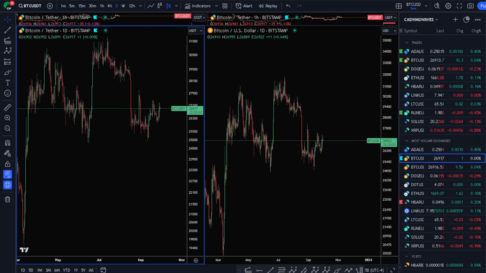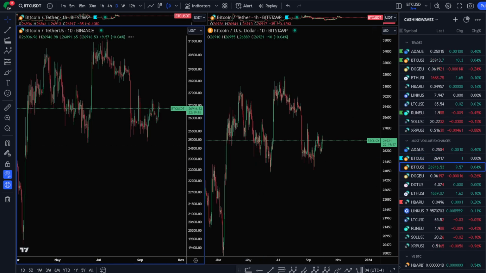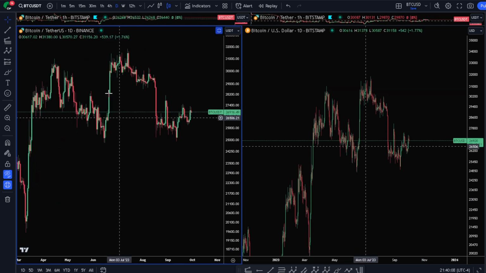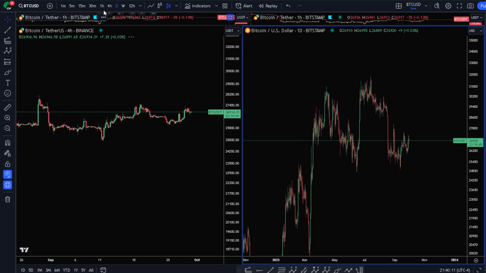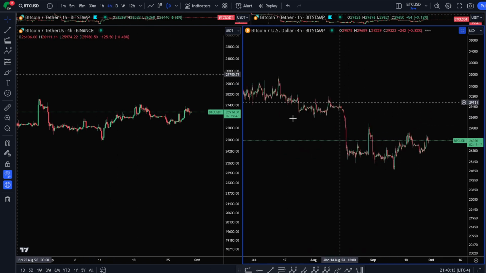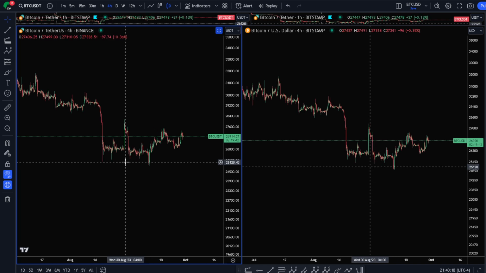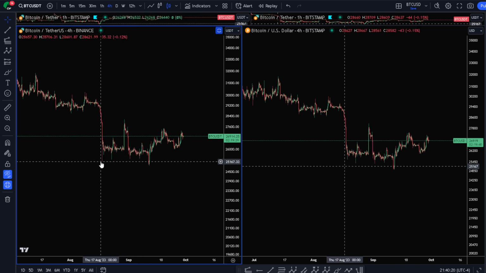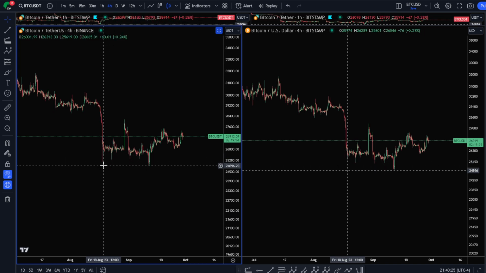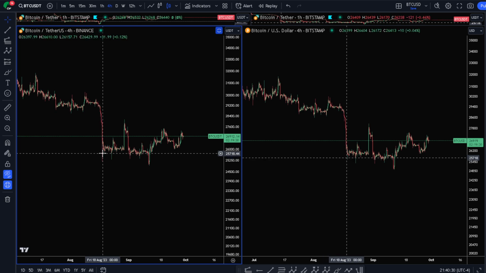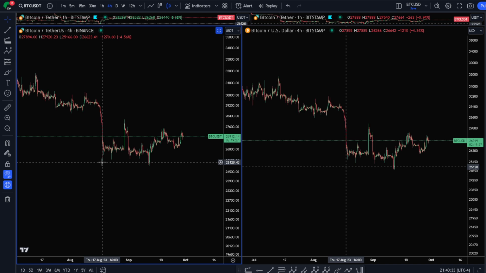I'll show you another one here. I have been using Binance here because it has the most volume. But again, I want to show you here on the 4-hour the differences. So look between the two charts here. If I go to this low, you can see on Bitstamp, it was a little bit of a higher high than the low here.